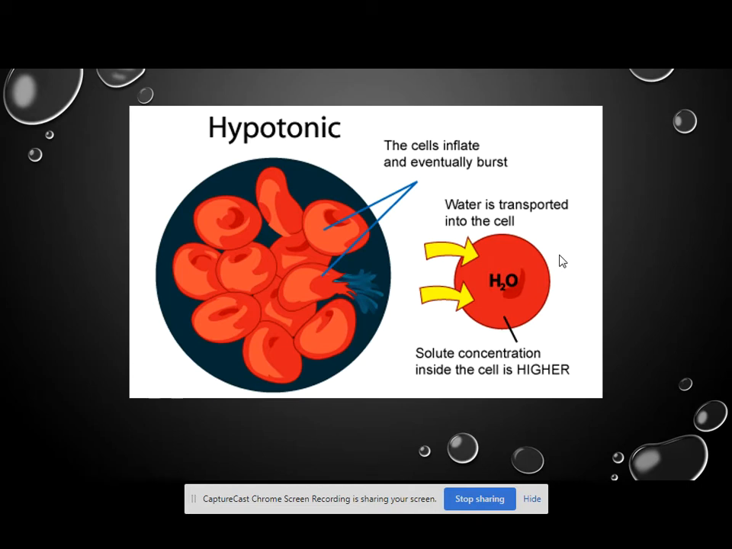So hypotonic, inside less water, outside more water. Remember, from high concentration to low. So the water's going to move from the outside into the cell. The cells are going to get big or possibly burst.